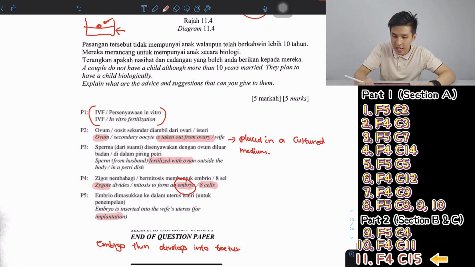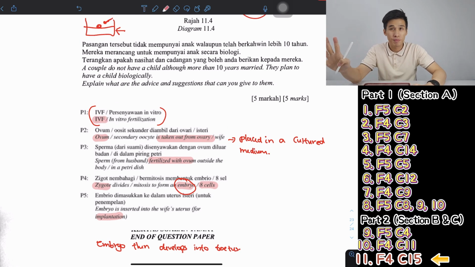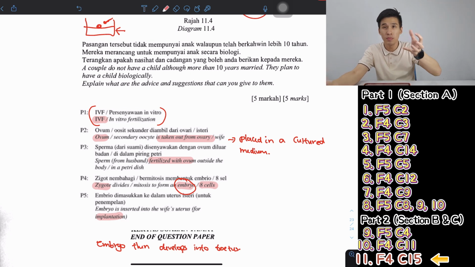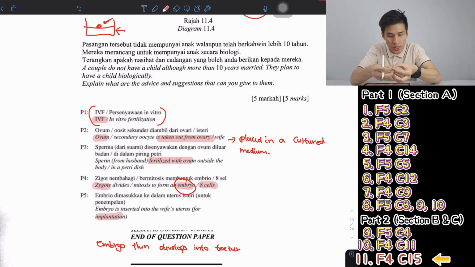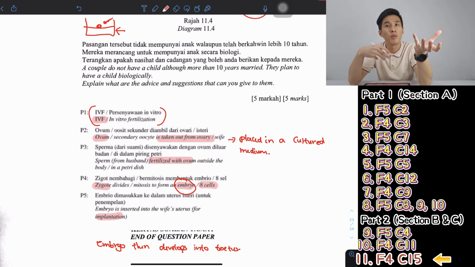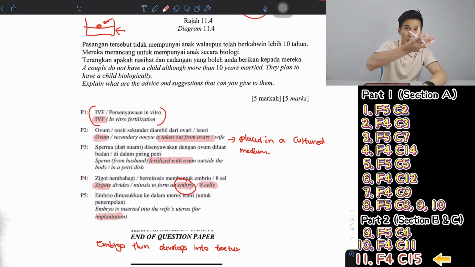So remember, in the essay, mention the method first, which gets one mark. Then only you explain. So take out the ovum, fertilize it inside a petri dish containing cultured medium containing nutrients. Then once you get a zygote, allow it to develop into an embryo, then implant it back. That will be it for our SBP paper already.